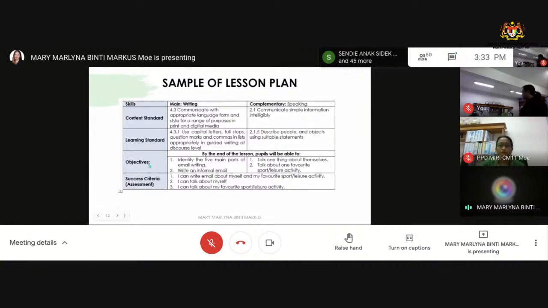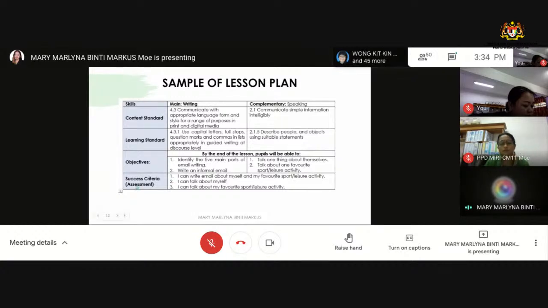Okay, and then the objectives are, by the end of the lesson, pupils will be able to, number 1, identify the 5 main parts of email writing. So we introduce them to the 5 main parts of email writing, and write an informal email. And then for the complementary skills, talk about one thing about themselves and then talk about one favorite sport.